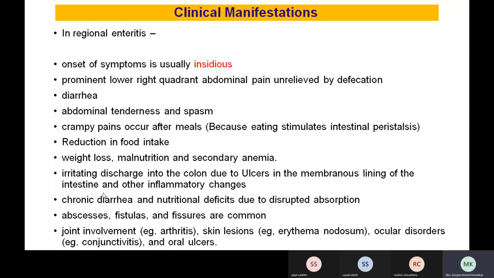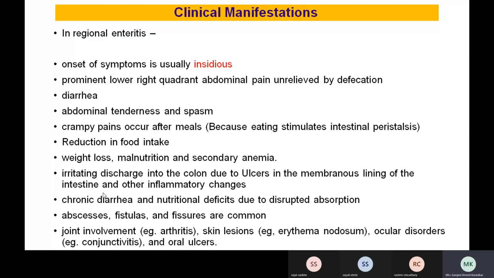Okay, why does it occur after the meals? Because once the patient eats, it will stimulate the intestinal peristalsis. So intestinal movements, once they start, will cause pain to the patient. Because there is inflammation within, anything that goes inside the intestine is causing a problem to the patient. Then there is reduction in the food intake. There is weight loss, malnutrition.